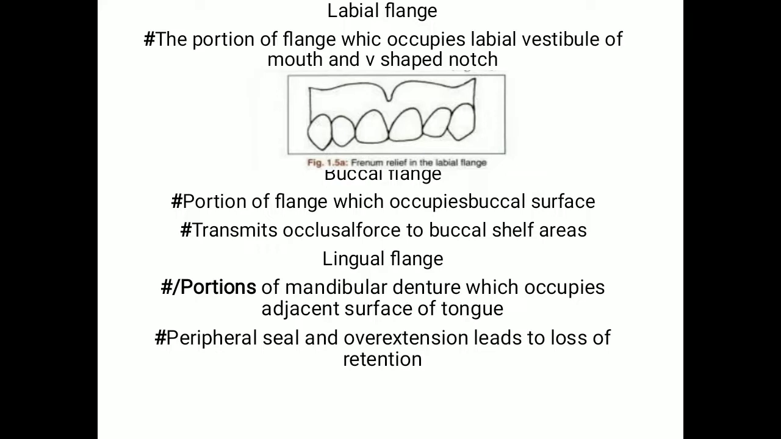The second one is the buccal flange. It is the portion of the flange which occupies the buccal surface and is also used in transmitting the occlusal forces to the buccal shelf areas. The next one is the lingual flange. It is the portion of the mandibular denture which occupies the adjacent surface of the tongue. It is used in peripheral seal, and overextension of the lingual flange leads to loss of retention.